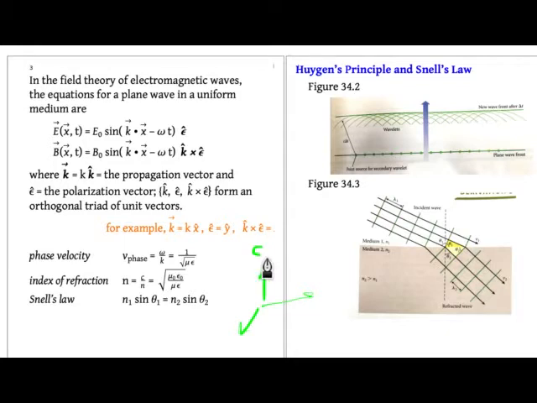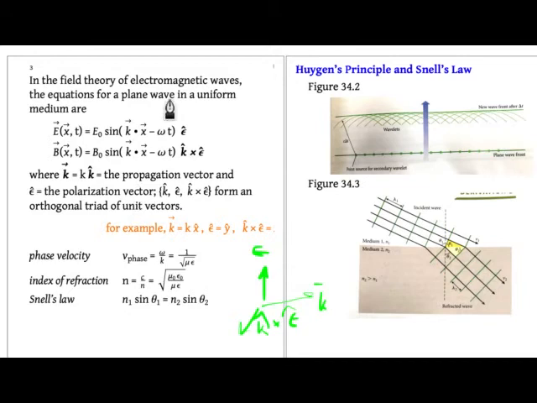So here's the polarization direction. It's the direction of oscillation of the electric field. Here's the propagation direction. It's perpendicular. And here's the magnetic field direction. It's the third vector of a triad, k cross epsilon. So electromagnetic waves are transverse waves. They oscillate in a direction perpendicular to the direction of motion.